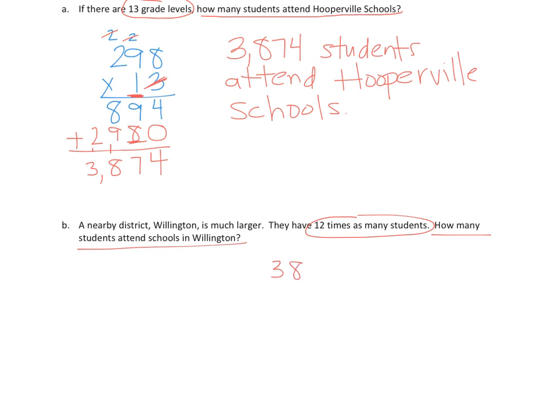So 3,874, and we're going to multiply that by 12. 12 has 2 digits, so there's going to be 2 partial products. So 2 times 4 is 8, 2 times 7 is 14, carry the 1, bring down the 4. 2 times 8 is 16, plus 1 more is 17, and then 2 times 3 is 6, plus 1 more is 7. I'm done multiplying by the 1s in the 12, crossing my numbers off.